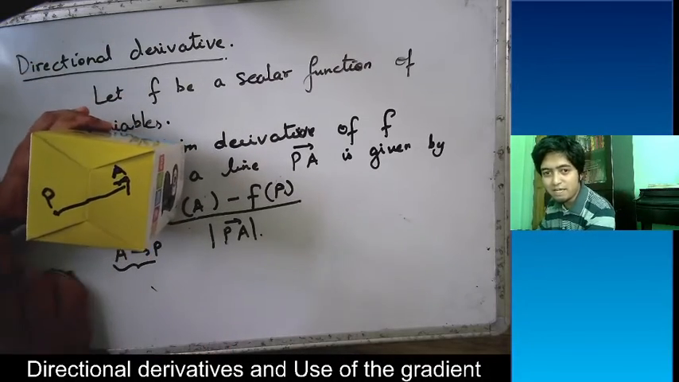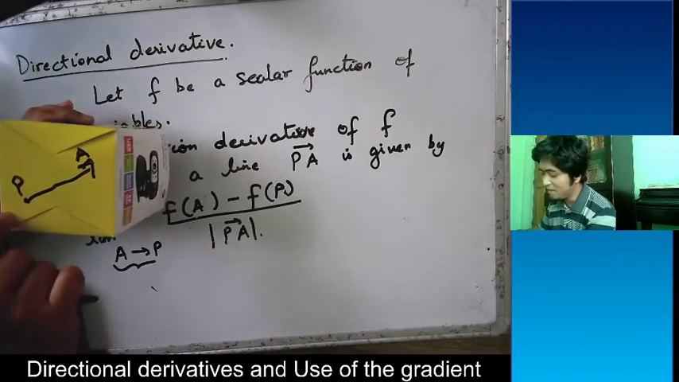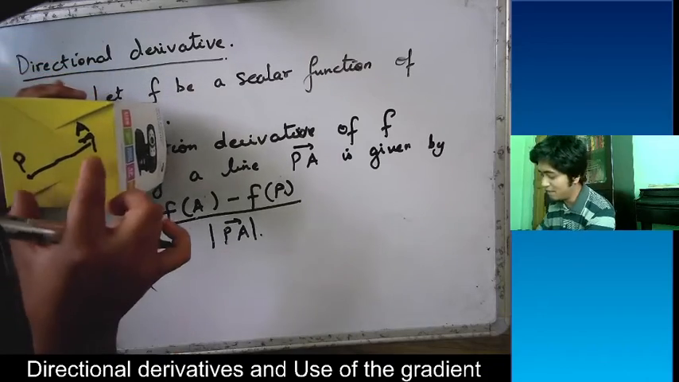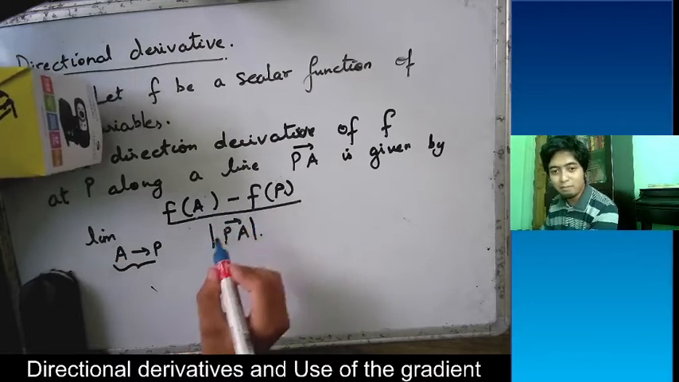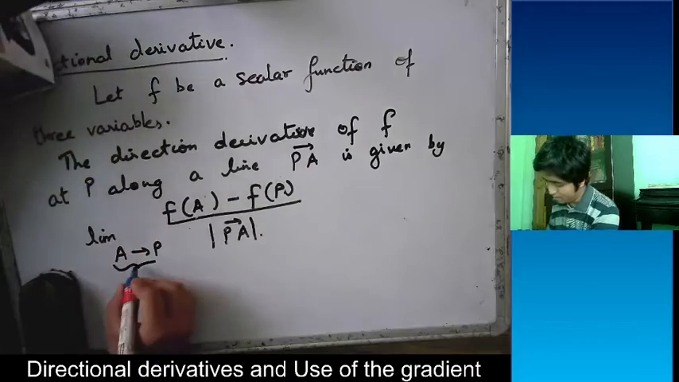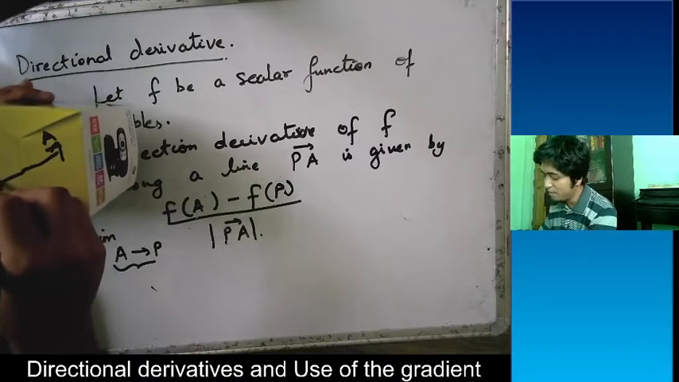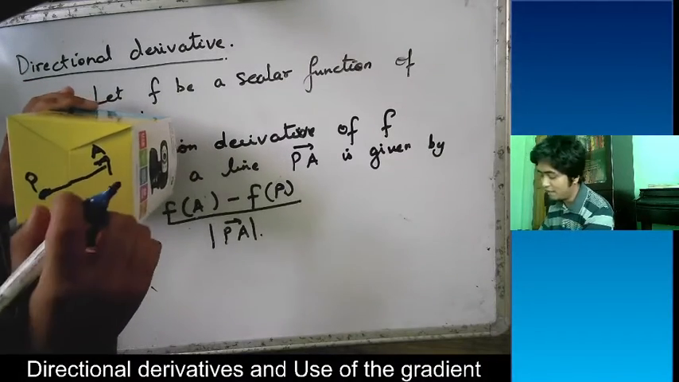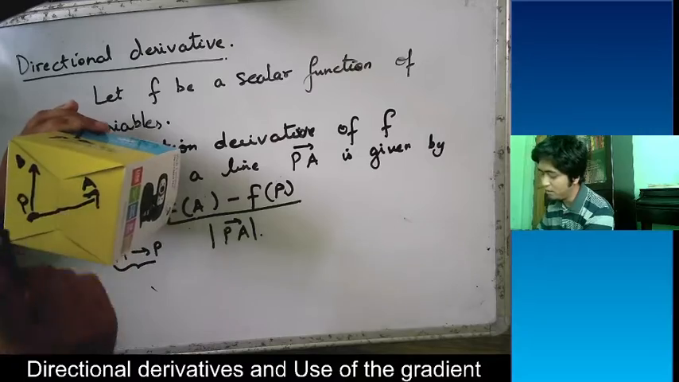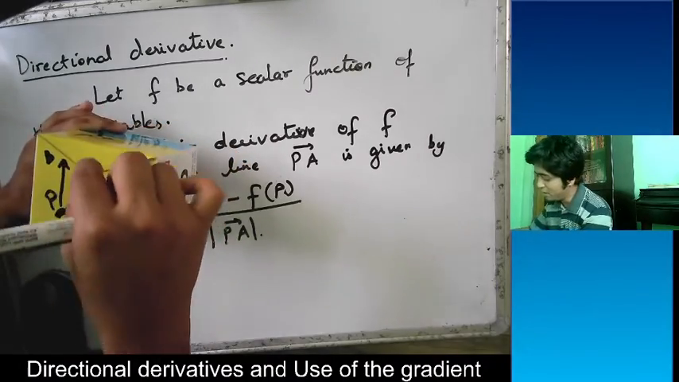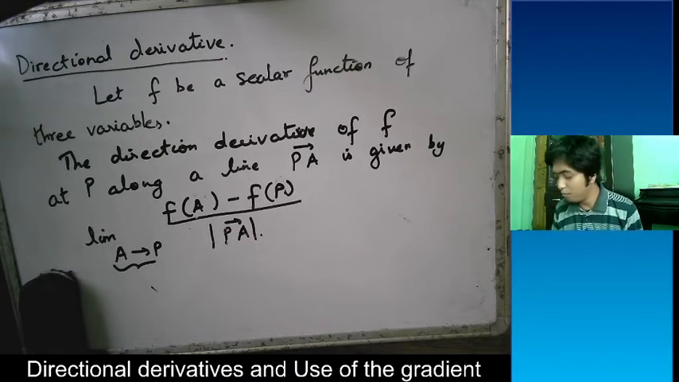Again, we are calculating the directional derivative of f at the point P along this line PA. Remember that if you have to calculate change, it will be the final minus initial divided by the length. That is exactly what I am writing over here. But to get the instantaneous change, I am putting A tends to P. So A should be very close to P, and we will get an instantaneous change at this point. Similarly, we can calculate the directional derivative along PB. We just have to replace A with B in this limit. So this is how we do it.